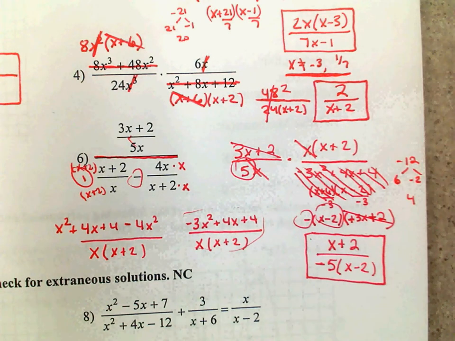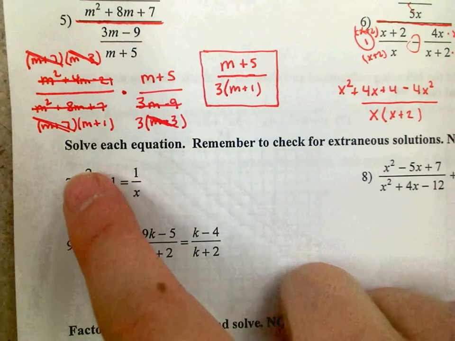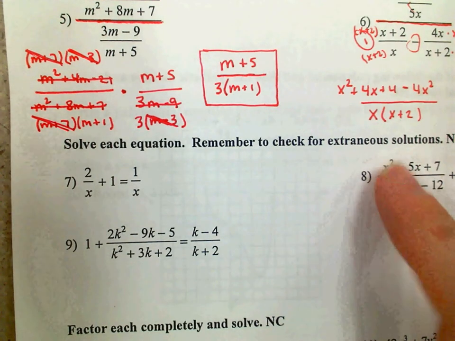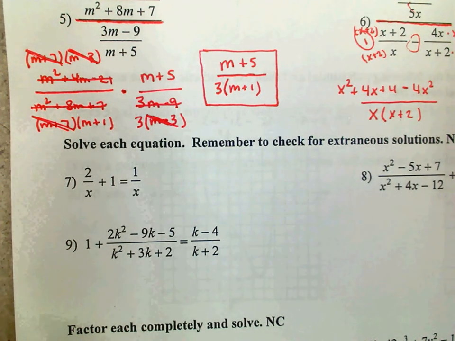Now we are solving. So now we're actually going to get an answer. When it says solve, you want to have x equals something. It says remember to check for extraneous solutions. These would be solutions that look right on paper, but you plug it back in, it doesn't work. So when we get done, let's always check our answer and make sure that it actually works in the problem.